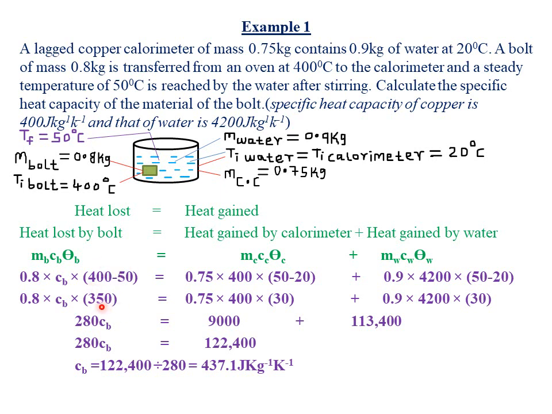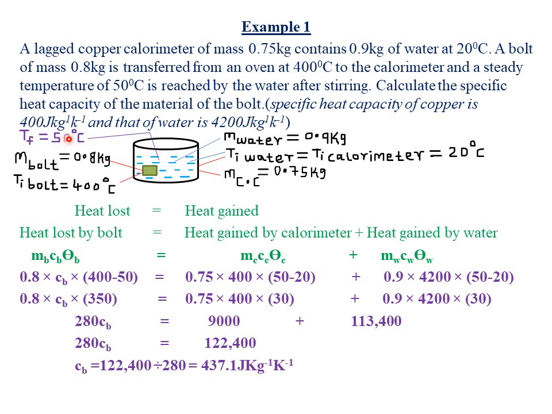Remember from our previous class, we proved that the change in temperature, whether in degrees Celsius or in Kelvin, has the same value. Then for the heat gained by the calorimeter, we take the mass of the copper calorimeter, which we were given as 0.75 kg, multiplied by the specific heat capacity of the copper calorimeter, which we were given as 400 joules per kilogram per Kelvin. Remember, the specific heat capacity of copper represents the specific heat capacity of the calorimeter because we are talking of a copper calorimeter. This is multiplied by the change in temperature for the copper calorimeter. We simply take the final temperature minus the initial temperature.